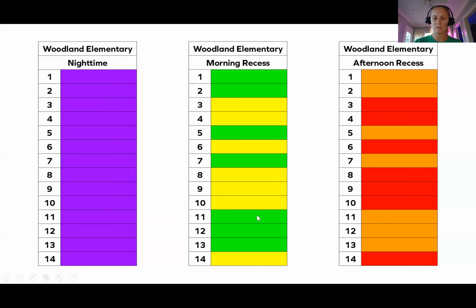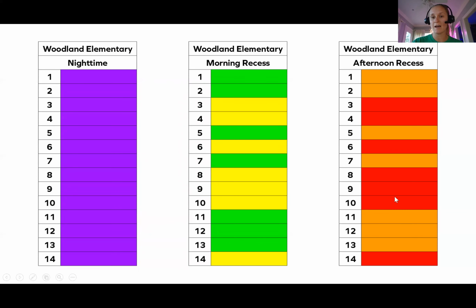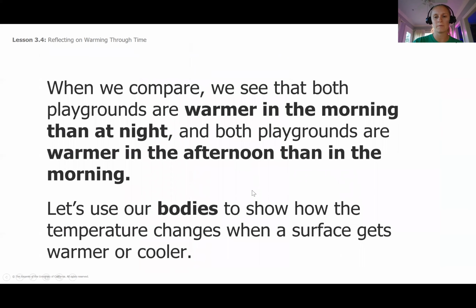But I see here in the morning that it's either cool or warm. So that's different than Carver, because Carver was cold. Okay. Oh, I'm sorry. Then in the afternoon, it's hot or very hot, and Carver wasn't like that. So when we compare, we see that both playgrounds are warmer in the morning than at night, and both playgrounds are warmer in the afternoon than in the morning.